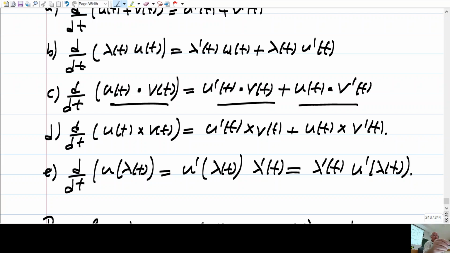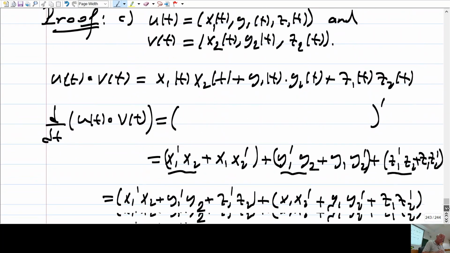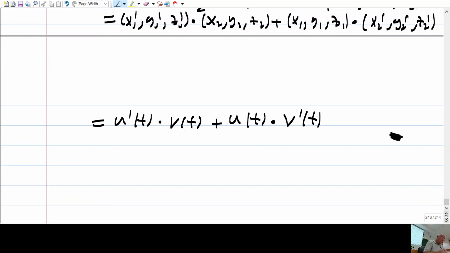All the others are similar. I mean, for cross product, you have something similar. Of course, cross product is messier. There are several terms, but it is just the same thing. All right. So the others are similar. I'll just drop it.